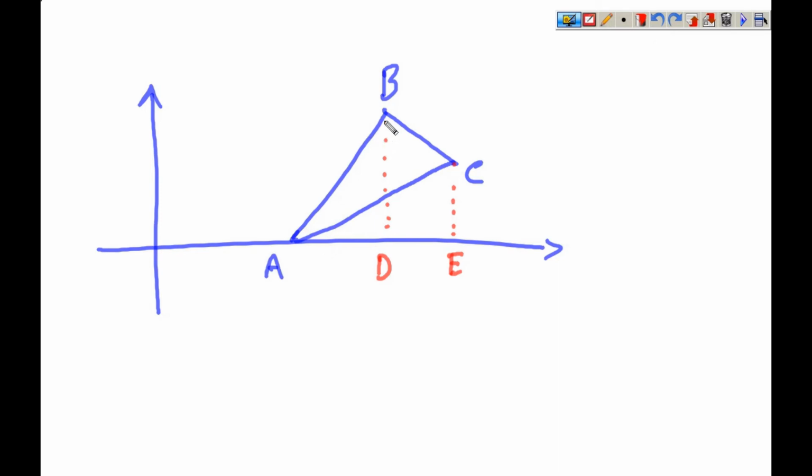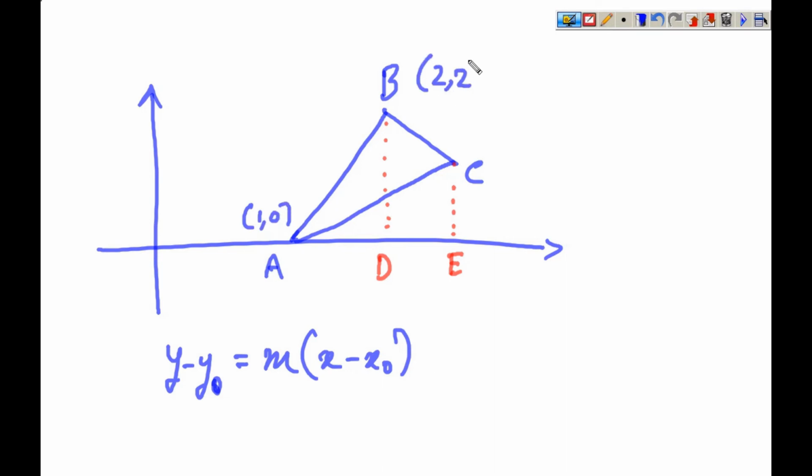So first we need to find the area under the line AB. And how to do that? We don't have the function of AB, but we know that the equation of a line is given as y minus y naught equals m times x minus x naught, where m is the slope. We need to find it, and we have been given the coordinates of every point. This is (1, 0), this is (2, 2), and this is (3, 1).